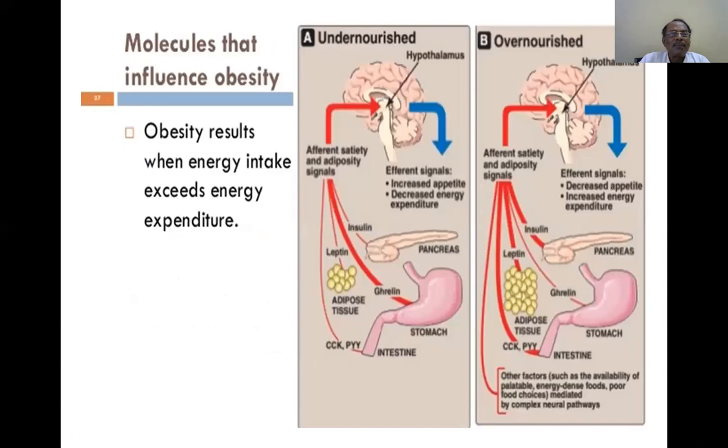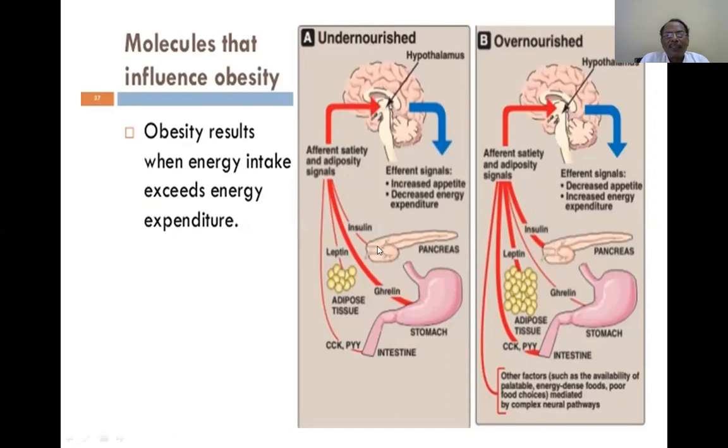And molecules that influence obesity. What are the molecules that influence obesity? The central point is the food. This is the hypothalamus. The hypothalamus is controlling the food intake. The afferent satiety, mainly the satiety center, is there in the hypothalamus. There are afferents from various places that come to the satiety center and influence it, and efferent signals will go out.